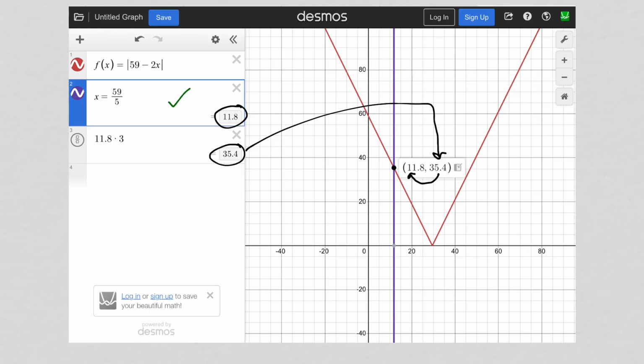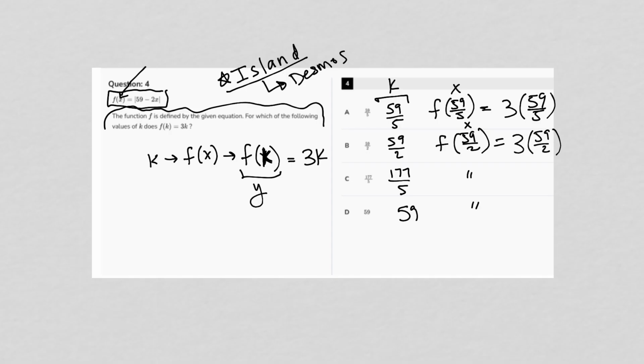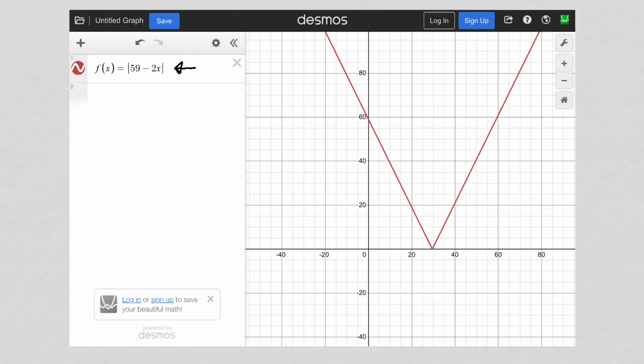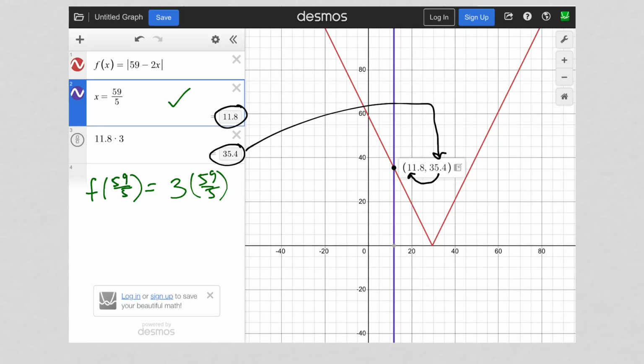Why is choice A the correct answer? Well, it's because f of 59 fifths is equal to 3 times 59 fifths, which is exactly what our question said our right answer should do. f of k should equal 3k. So let me show you what happens with the other answer choices.